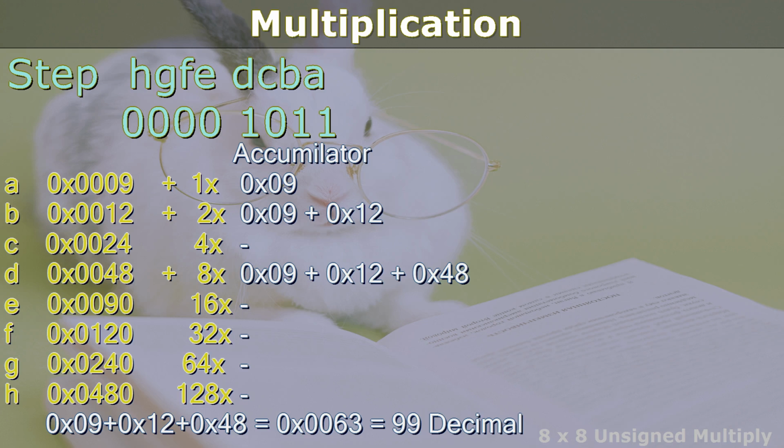And when we add 9 plus 12 plus 48 hex, we get 63 hex, which just happens to be 99 decimal, which is the product of 9 times 11.